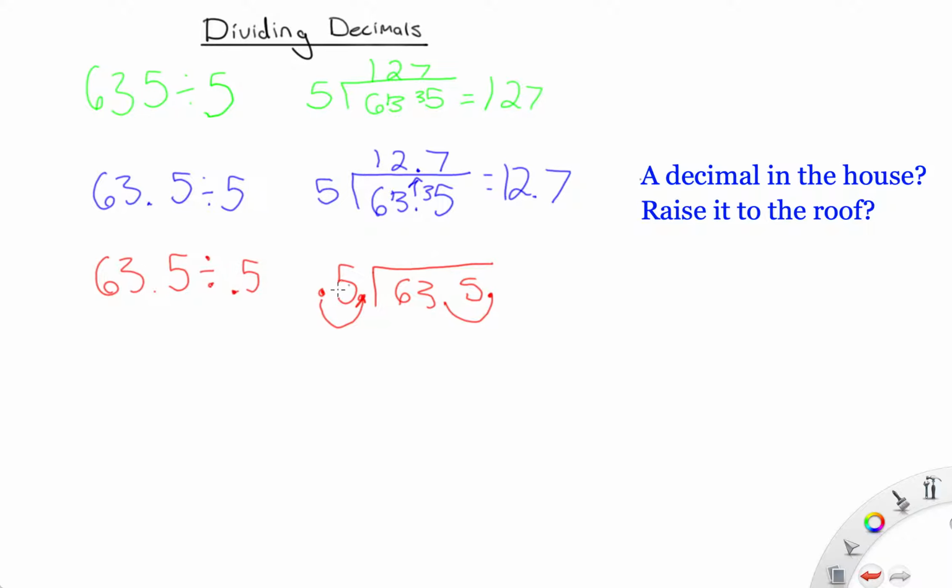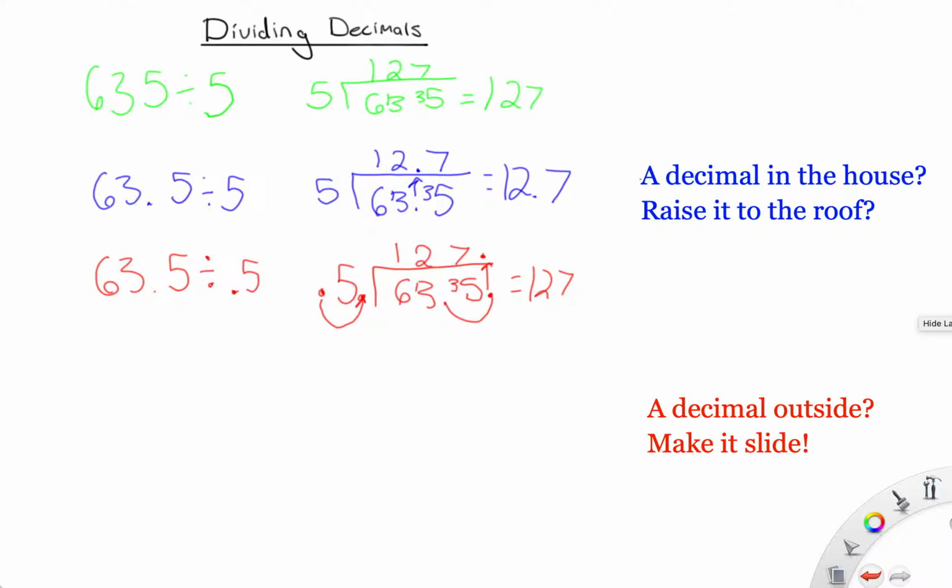So we do this the same way we've done before. 5 goes into 6 one time, 1 left over. 5 goes into 13 two times, 3 left over. 5 goes into 35 7 times, and you raise that decimal point up. So your answer is 127.0, or really just 127. So your rule in these type of questions is if there's a decimal on the outside, you make it slide. Make it slide over. So let's try one more question.